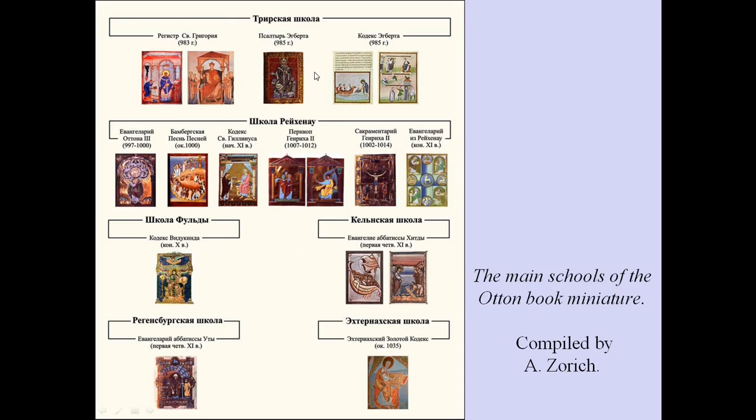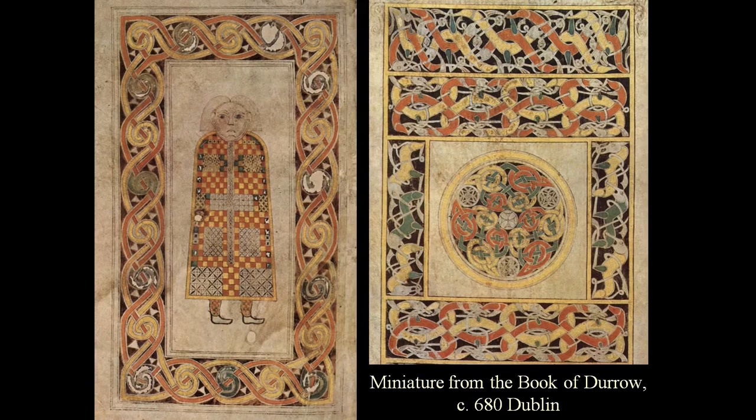Even from the scheme, we can see some differences of stylistics. We can see different color combinations and levels of detailization and generalization. Here is a miniature from the Book of Durrow.